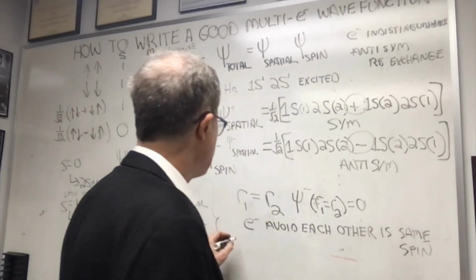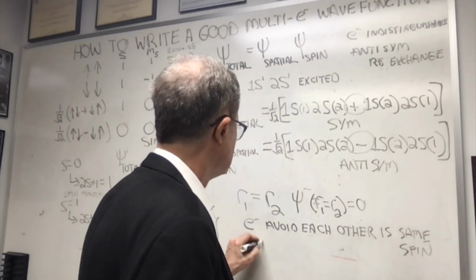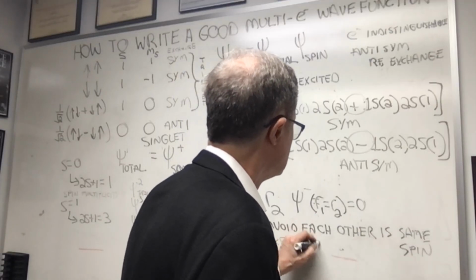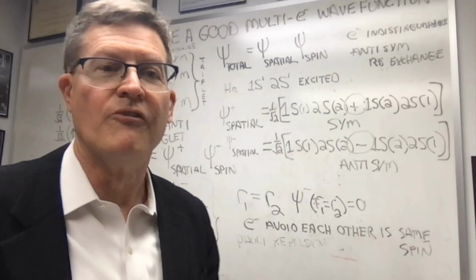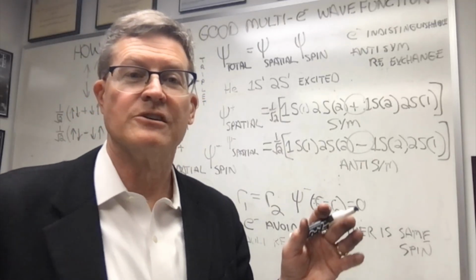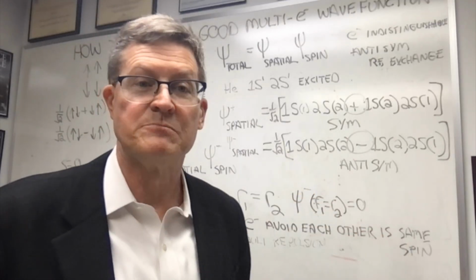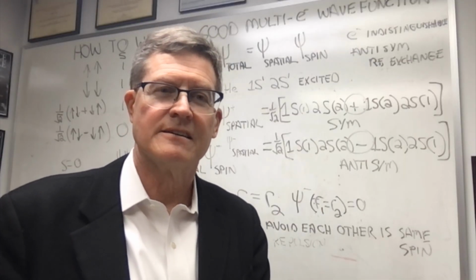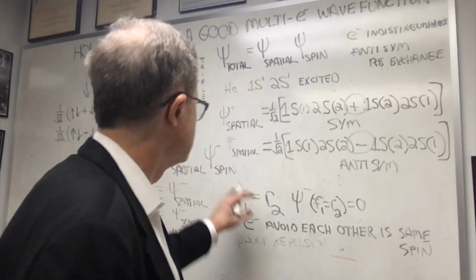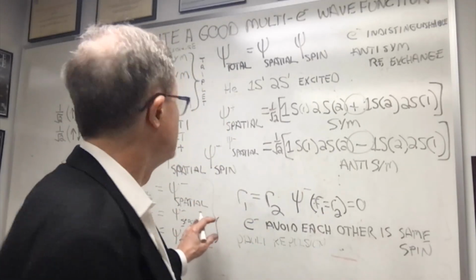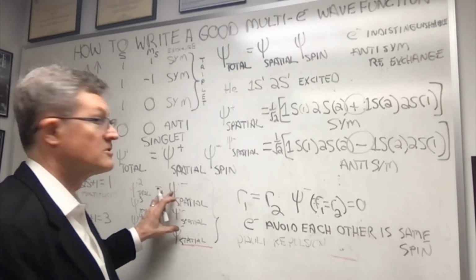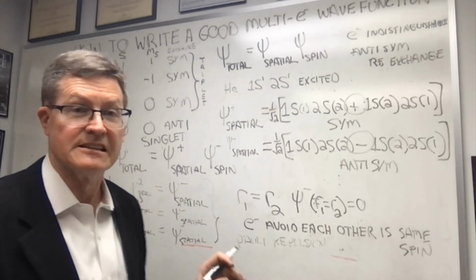This we call Pauli repulsion. The electrons are avoiding each other because they're trying to go into the same space and have the same spin. What's that going to do? It's going to lower the electrostatic repulsion between those, and therefore the triplet state is going to be lower. This set of triplet states is going to be lower in energy than the singlet state.